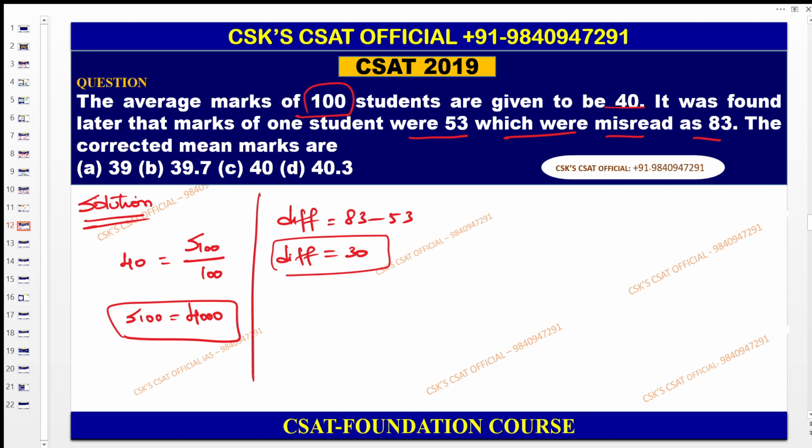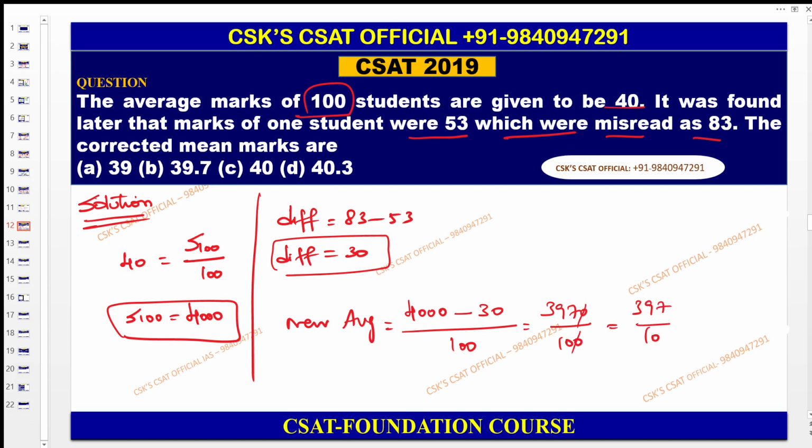Next, the correct mean we need to find, which means the correct average you need to find out. So what would be the new average? The new average is equal to the sum of 100 minus the difference, so 4000 minus 30, divided by the count, which is 100 students. So it is equal to 3970 by 100. Cancel, 397 by 10. When you are dividing by 10, one decimal. So therefore 39.7 is the correct answer. Okay, fine. Good. Now let us move on to next.